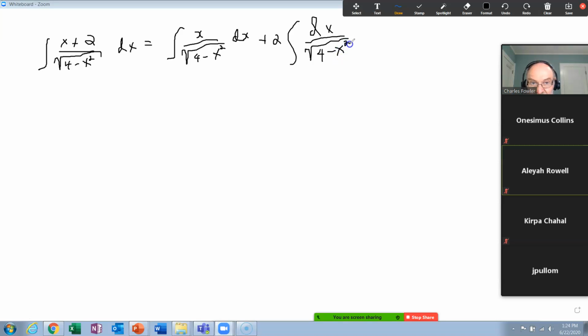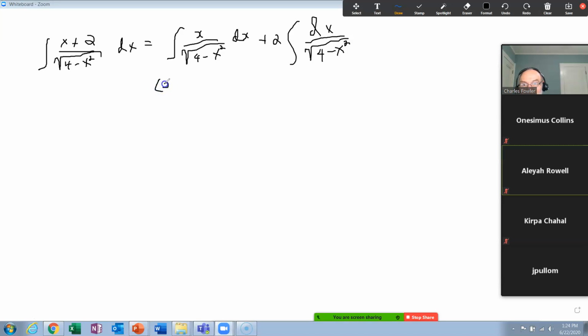This is so tedious writing this. Okay, now, this is a regular old u substitution. This first integral here is a regular old u substitution. And here, we'd go back to what we did years ago, it seems like.